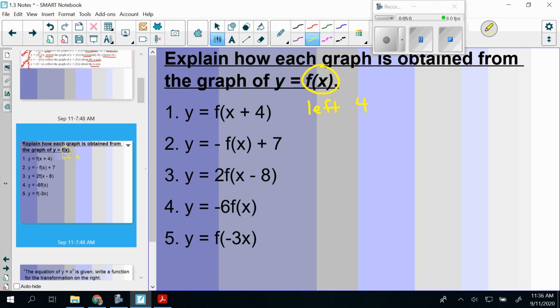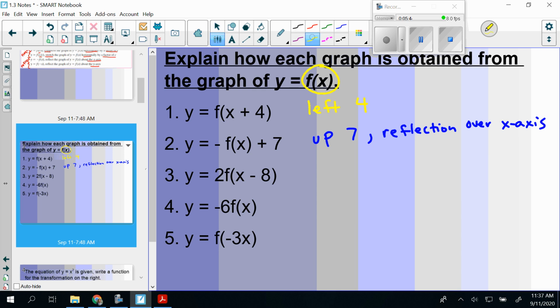The second one, I see two things here. We got this plus 7 and we got this minus. So two things are going to happen on this one. The plus 7, that's outside the function, so we know that's vertically, so that's going to go up 7. Now let's look at the minus. So that's going to be a reflection. Again, it's outside the function, so that's a reflection vertically. And if you go vertical, that's going to be over the x-axis.